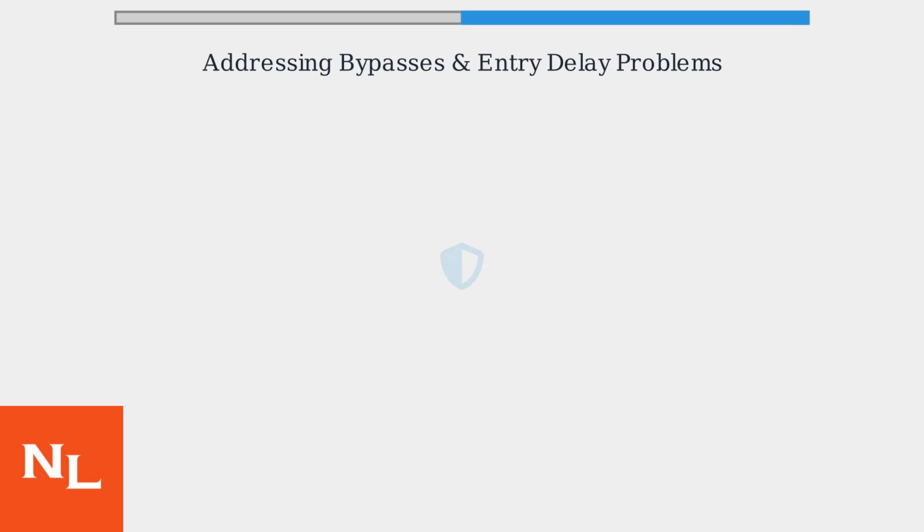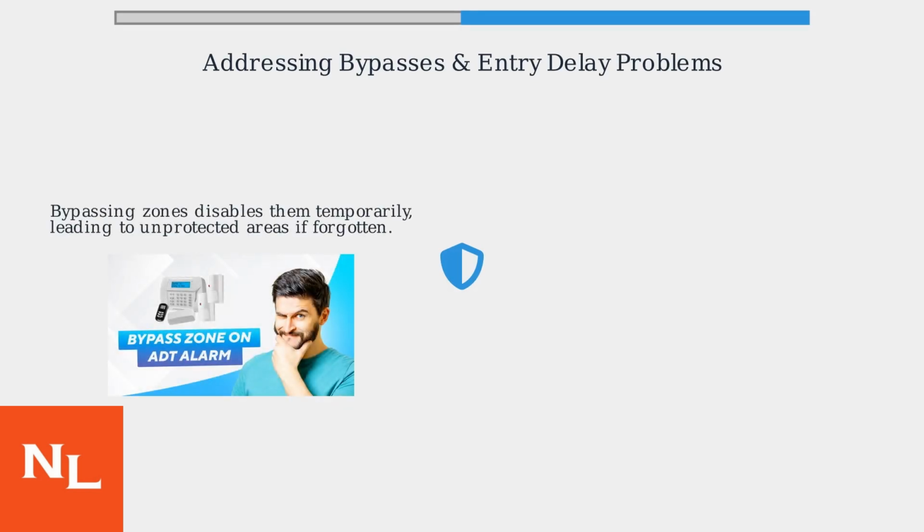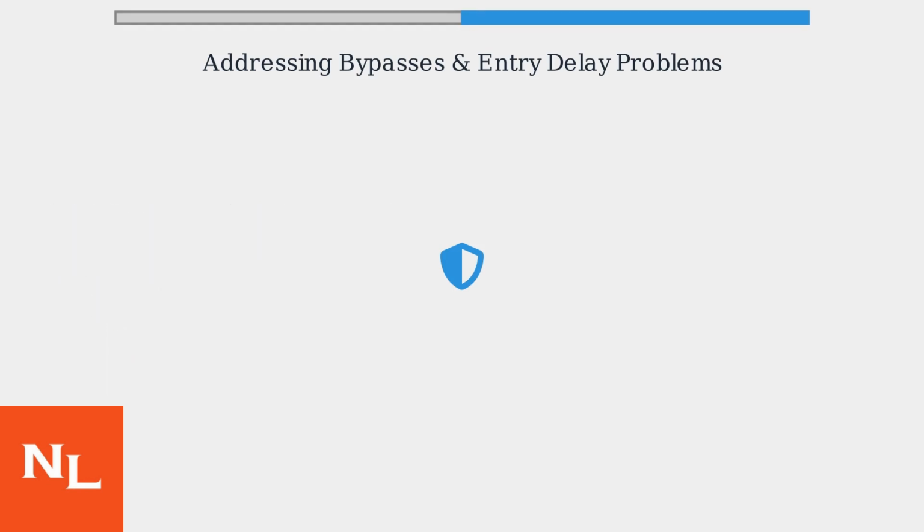False alarms can result from improper bypass use or incorrect entry delay settings. Bypassing zones disables them temporarily, creating unprotected areas if forgotten. To address bypasses, review your bypassed zones through the keypad or app and re-enable them once the issue is resolved. Avoid over-relying on bypassing to ensure full system protection remains intact.